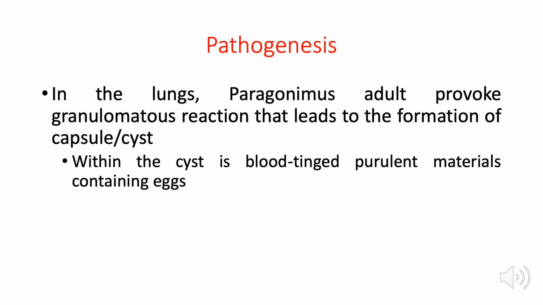Within the cystic cavities, you have their blood-tinged purulent materials containing the eggs. And these cystic materials will be discharged through the holes in the capsules, so that they can be discharged through the sputum or the stool.